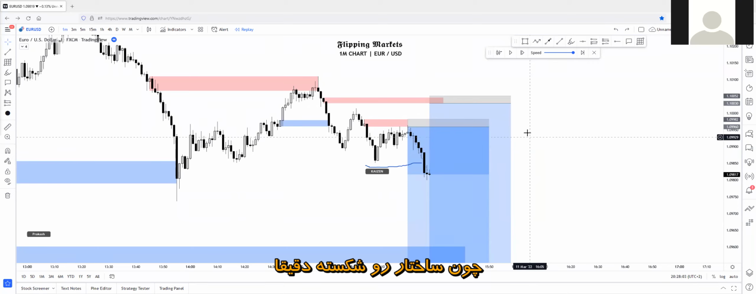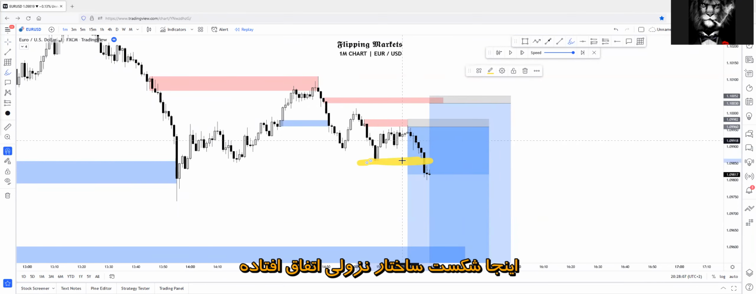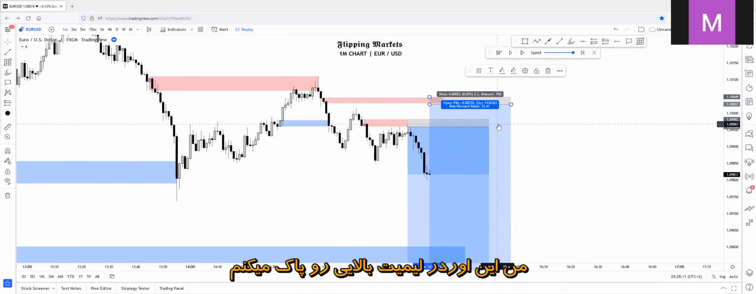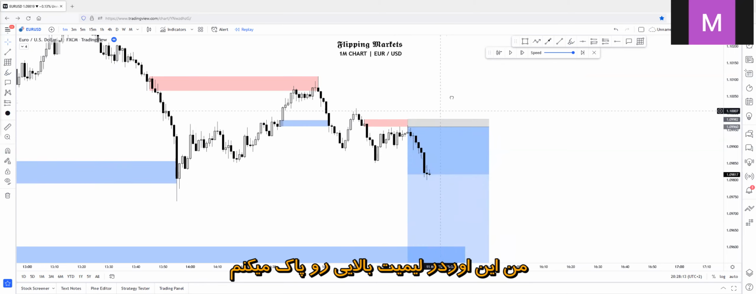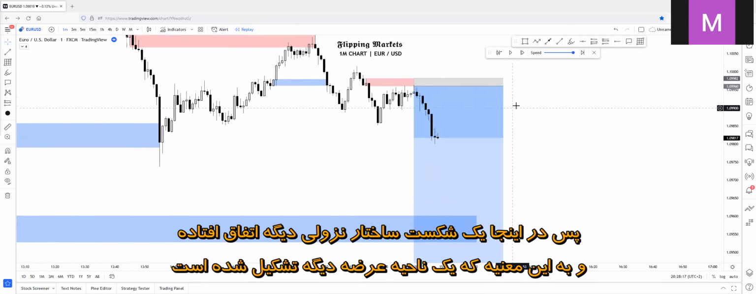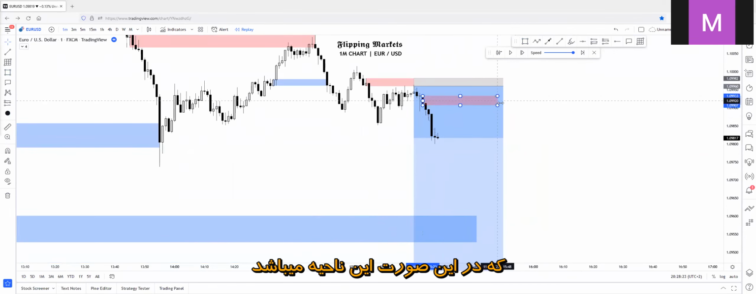It broke structure. Exactly. Broke structure on the one. Here was a break of structure to the downside. Okay. I'll be deleting this limit order from the upside. And there was a break of structure to the downside, which means another supply zone has been formed at this region, which is this one in this case, right?